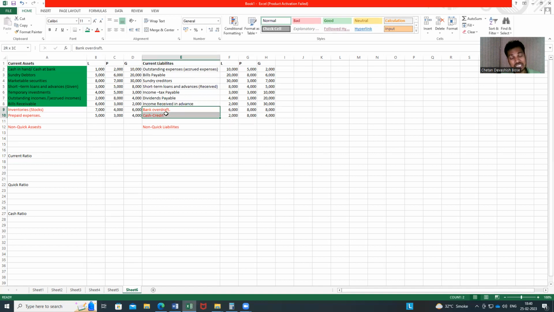Bank overdraft, I can delay the payment. I can make the payment right away. एक दिन में भी pay कर सकता हूँ, एक साल या 10 साल के बाद भी pay कर सकता हूँ. Okay, provided I'm okay to pay the charges which would be levied by the bank. Similarly, cash credit, that is on credit cards, they also charge interest. And if I'm happy to pay the interest, then I can delay the payment of my credit card, that is cash credits. So these are non-quick liabilities. Why we are doing it?